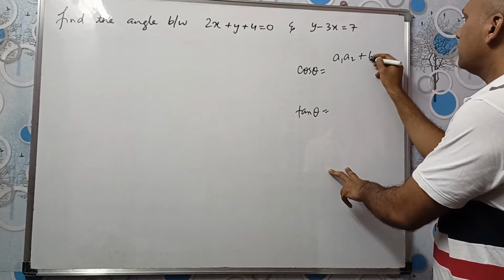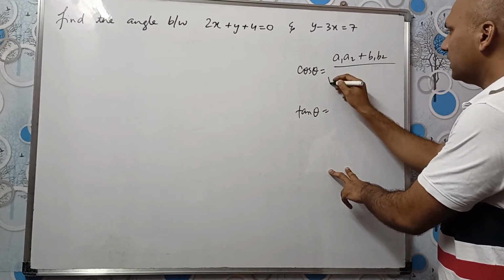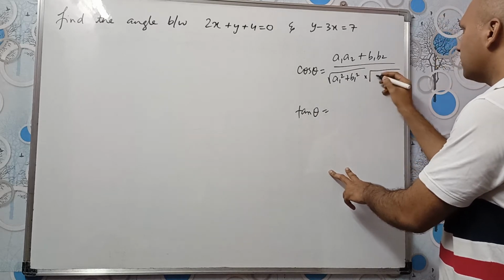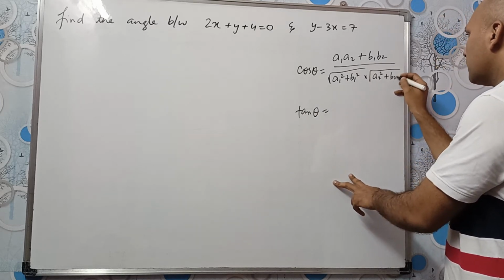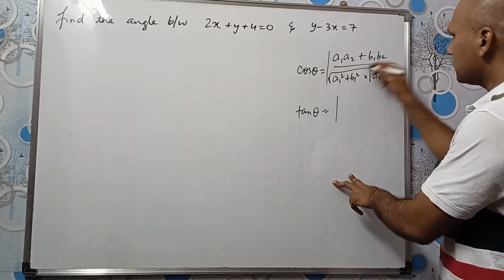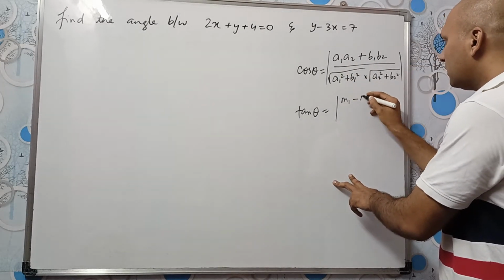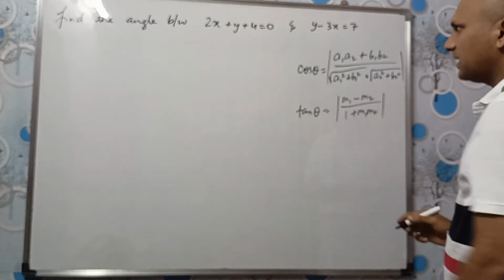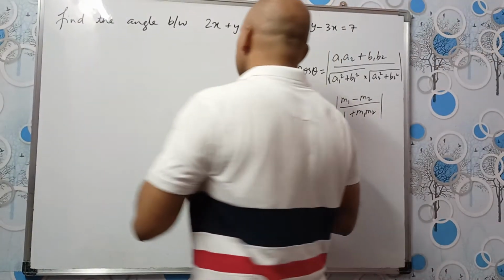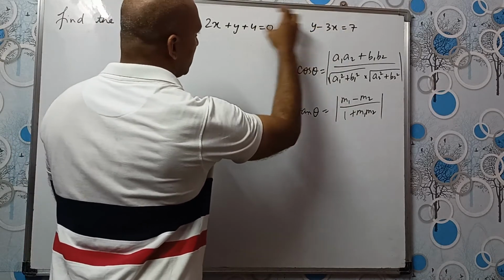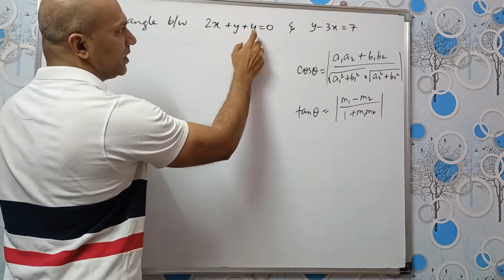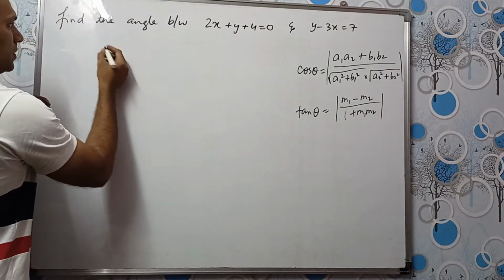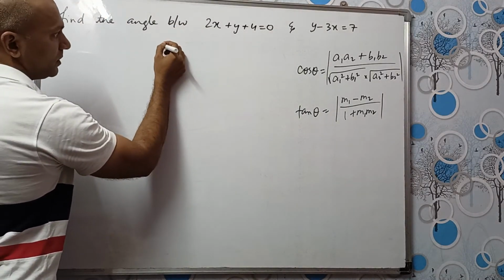a1 a2 plus b1 b2 divided by root of a1 square plus b1 square multiplied by root of a2 square plus b2 square. And what was this? This was the tan formula: modulus of m1 minus m2 divided by 1 plus m1 m2. Okay, now see here, let us write this. This is in the standard form, ax plus by plus c is equal to 0, whereas this one is not in the standard form. Okay, so let us write the second one in the standard form.